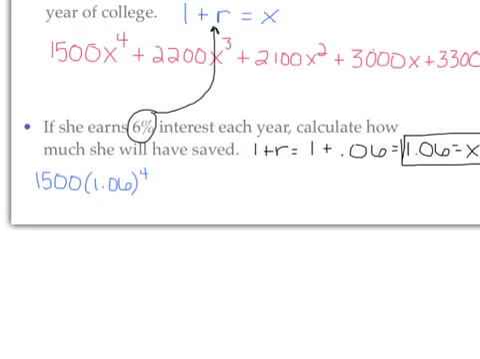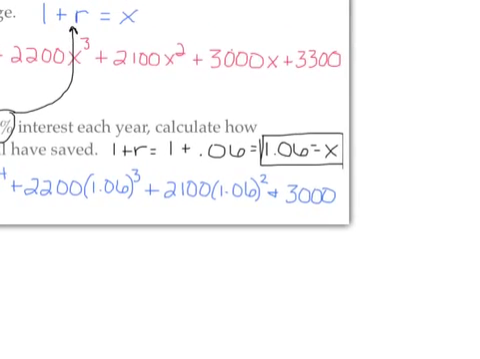Again, just so you understand where this is coming from, I'm depositing $1,500 after my senior year. I'm keeping 100% of that, plus the bank is going to pay me 6% interest for 4 years. Then I'm going to leave that money in the bank, but a year later I'm going to put $2,200 more in. And now I'm going to multiply that by 1.06 for 3 years. Then 2,100, 1.06 for 2 years, 3,000, times 1.06, just 1 year on that one, and then just plus another 3,300.